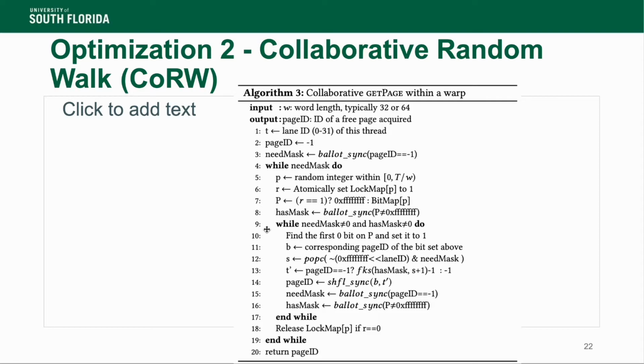So each thread calculates the S, which is the number of threads with lower lane ID that still need to get a page as indicated by need mask. And then this thread has to obtain the S plus 1 page found within the warp, because the first S pages should have been given to the lower lanes. And so T prime is the position of the S plus 1 set bit on hash mask.